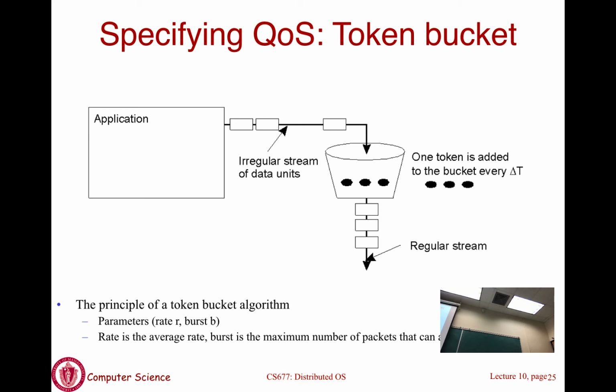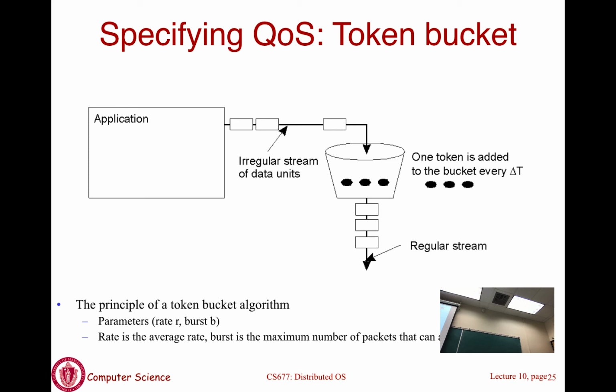Yes, question. Where does the buffering usually happen? The buffering is going to happen in the Ethernet device driver. The question is, if the token bucket is empty, will the application block? This is all invisible to the application. This is an OS level mechanism. The application is going to do its thing and keep sending.